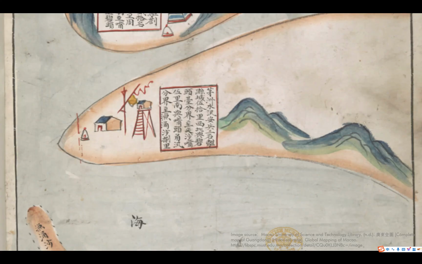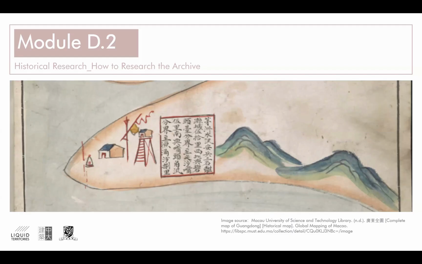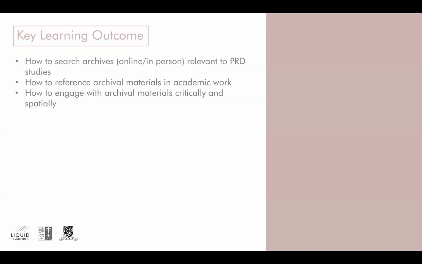Welcome to the second module of historical research. This module is titled How to Search Research in the Archive. In this module, you will learn three key methods in historical research.